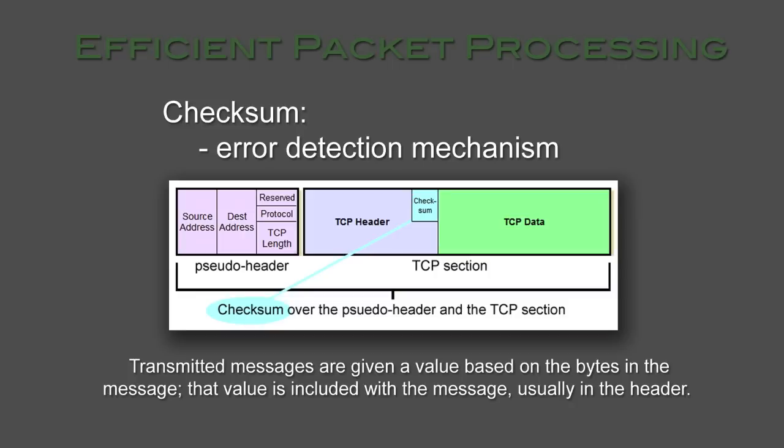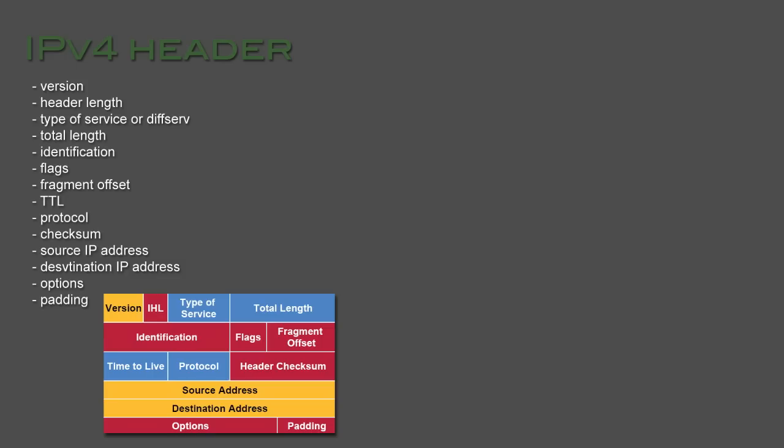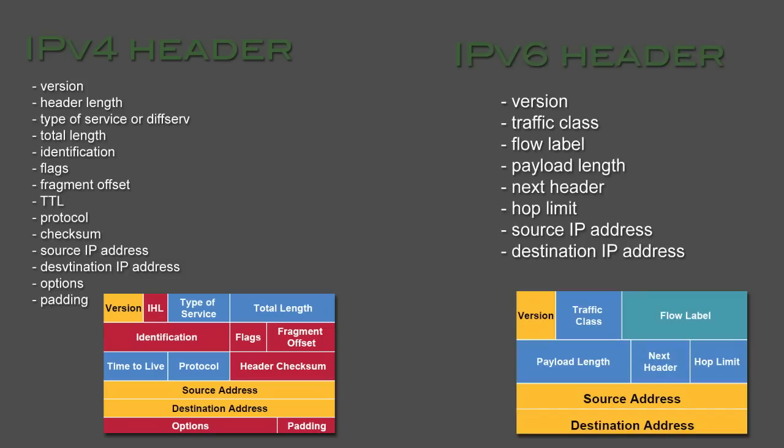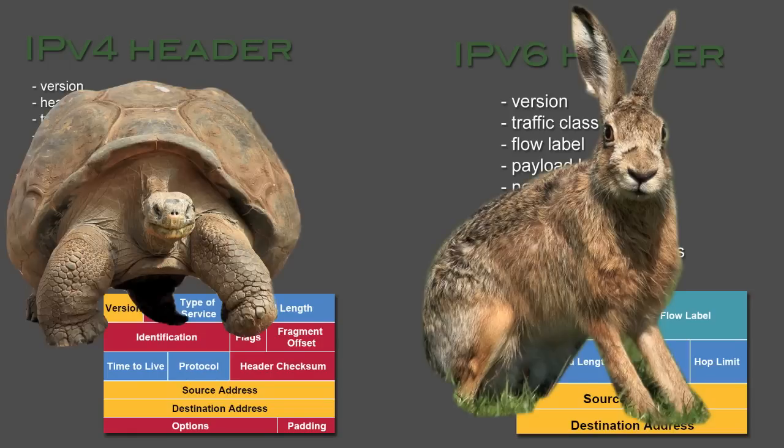There's no IP level checksum, for example, so there's no recalculation at router hops. Your typical IPv4 packet header has 14 fields, 13 of which are mandatory. An IPv6 packet header contains only 8 fields. With fewer fields to process, networking devices can move faster than with IPv4 packets.